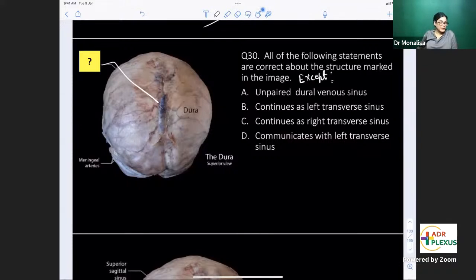So whether it is an unpaired dural venous sinus, yes, Akshay Rajput, you are absolutely right. It is superior sagittal sinus. Absolutely correct. It continues as left transverse sinus, continues as right transverse sinus, communicate with left transverse sinus. So my dear aspirants, to be more specific, the incorrect option will be B, because it is continuing most of the time as the right transverse sinus. It communicates with the left transverse sinus, but B is definitely the wrong option. It is not continuing to become the left transverse sinus.